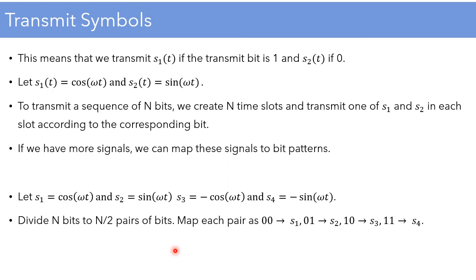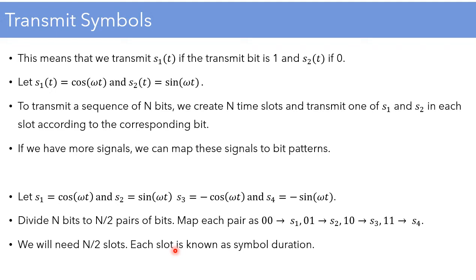And again, the receiver should be able to distinguish between all these 4 signals. Otherwise, the communication will not be successful. And here each slot is a symbol, and we send one of these 4 symbols in each slot. So we also call the slot a symbol duration.